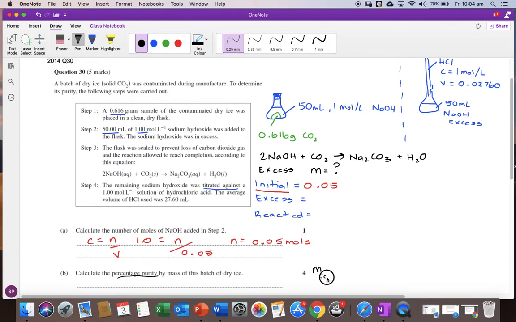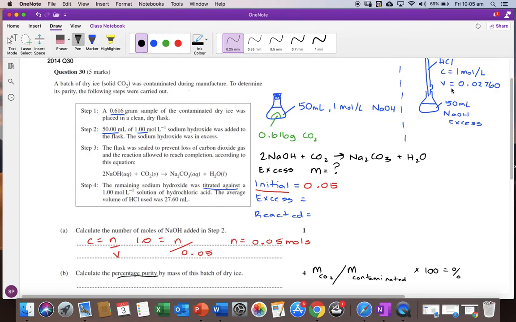that reacted over our initial mass of the contaminated stuff times 100 to give us a percent. All right, so I need to get to this mass. So what do I need to know? I need to know something from this reaction up here.